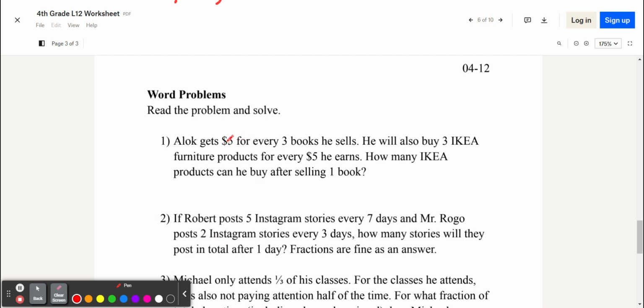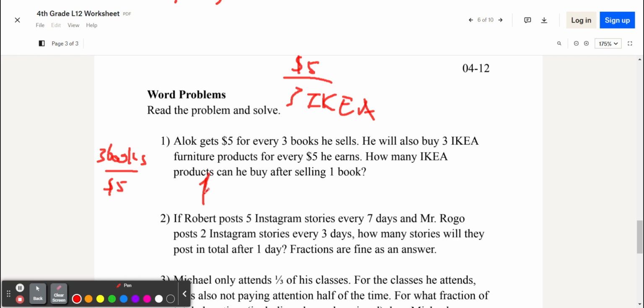So he gets $5 for every 3 books. So we can write that as 3 books over $5, because that's like a ratio. For every 3 books, there's $5. And he also, for every $5, there's 3 IKEA furniture products. So 5 over 3 IKEA. And so how many will he be able to buy after selling 1 book?